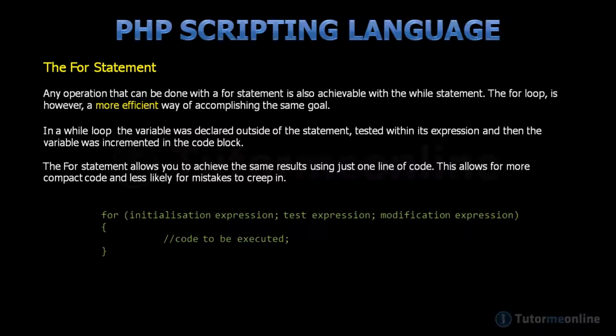The syntax for the for statement is the word for followed by an opening bracket. In here we will have the initialization expression. This is where you declare the value of the variable. So for example, x is equal to 0.